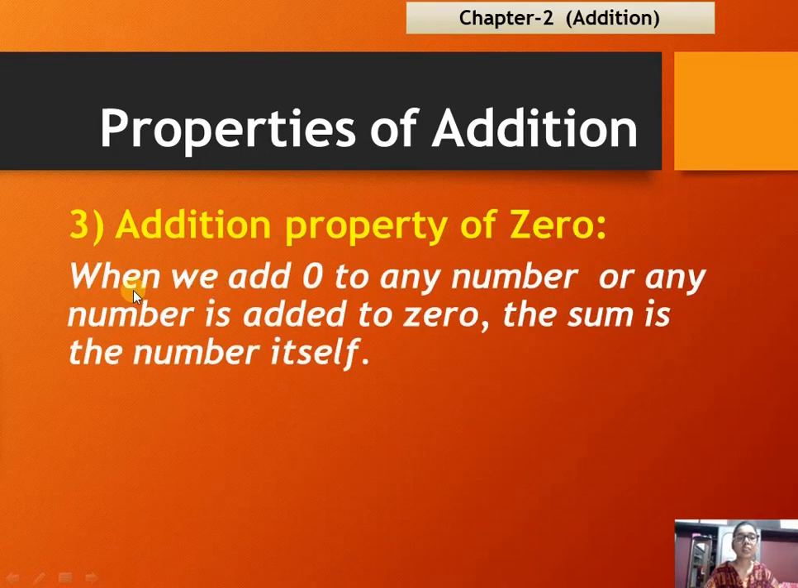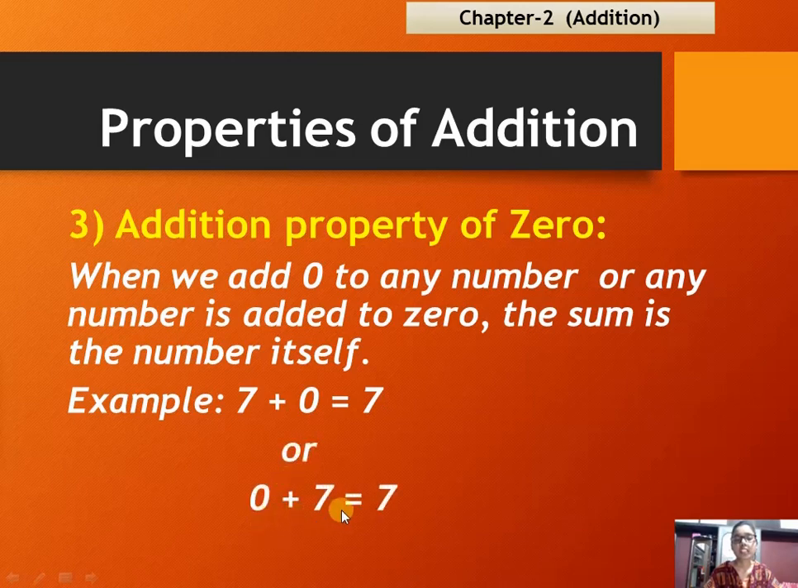Now according to this property, when we add 0 to any number or any number is added to 0, the sum is the number itself. Let's see through an example. 7 plus 0 is equals to 7, or 0 plus 7 is equals to 7.